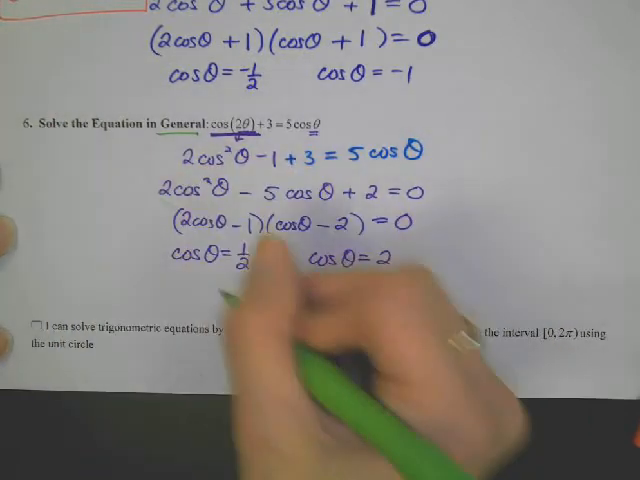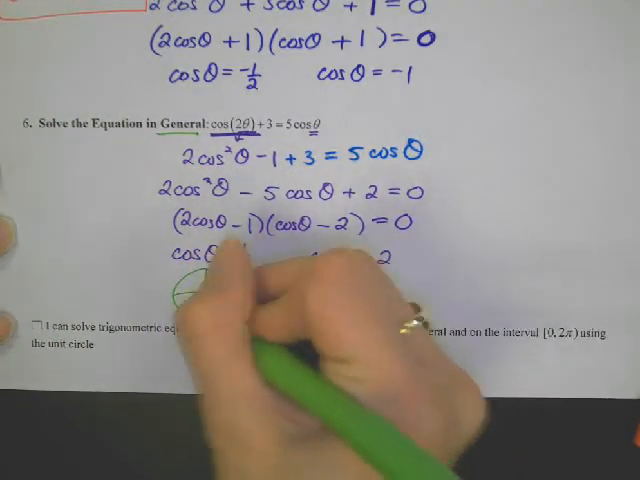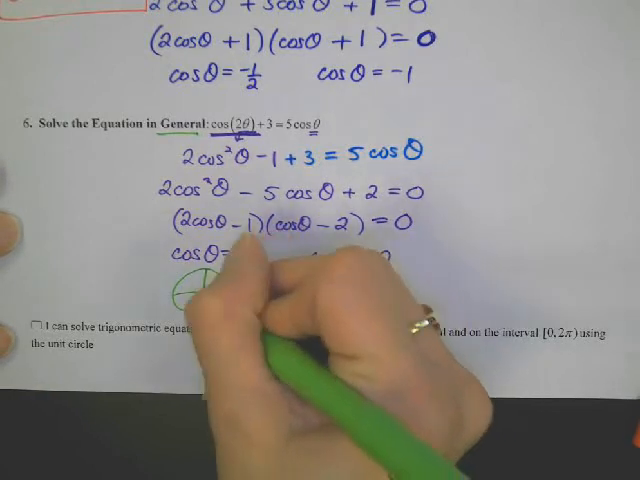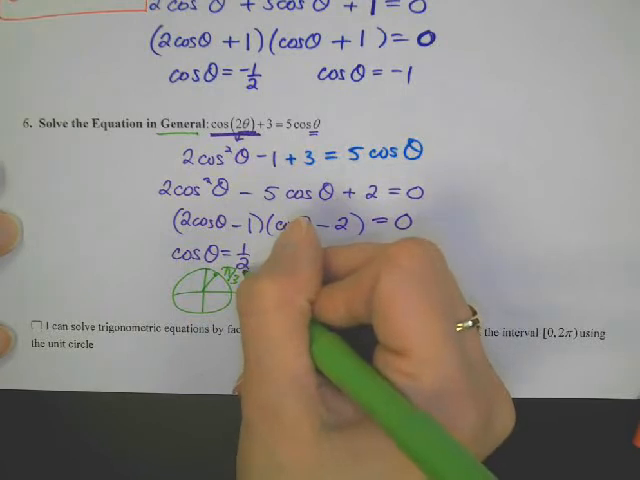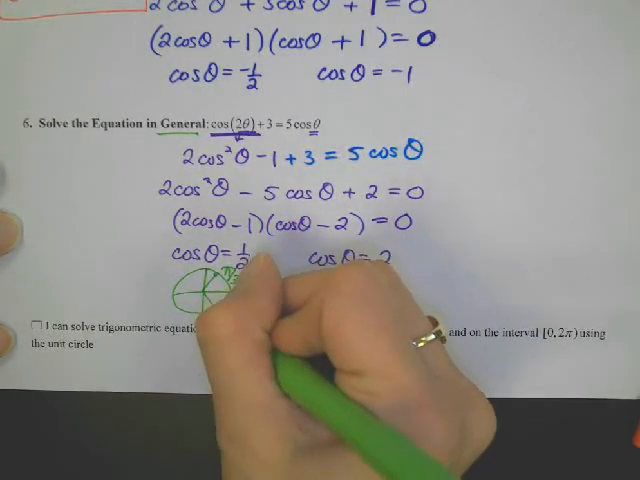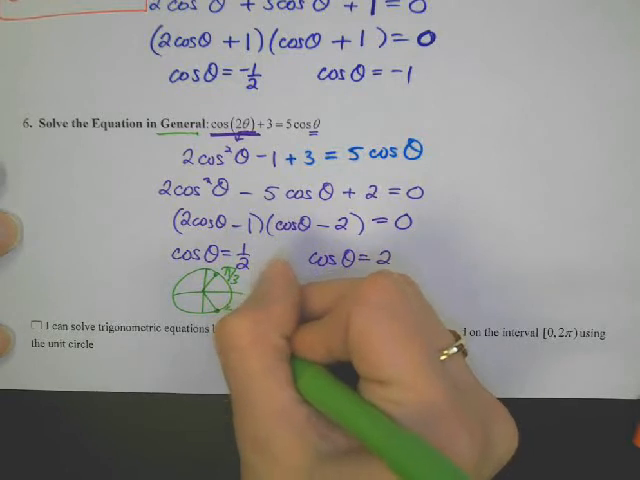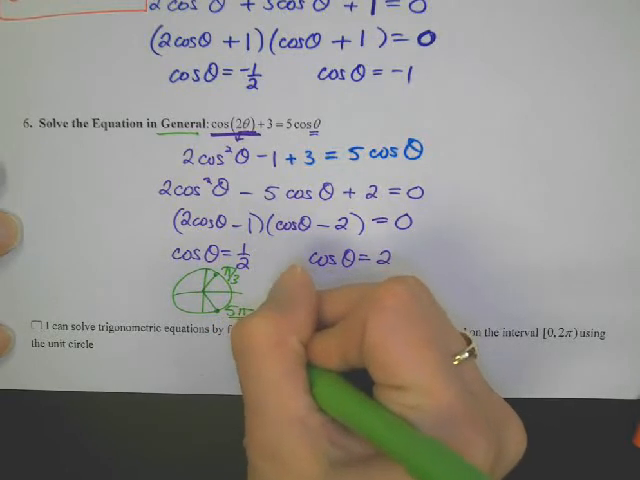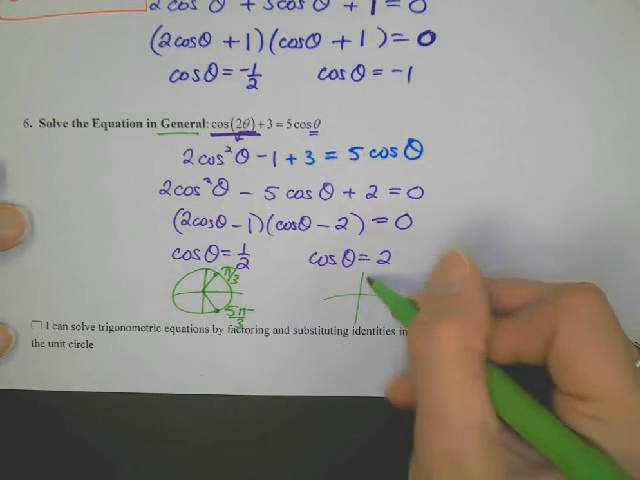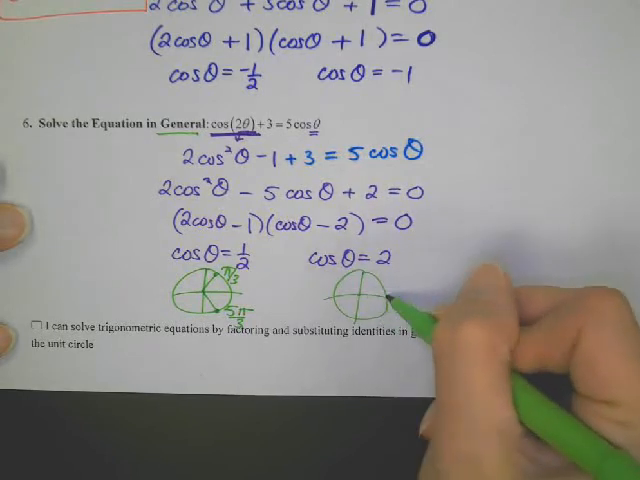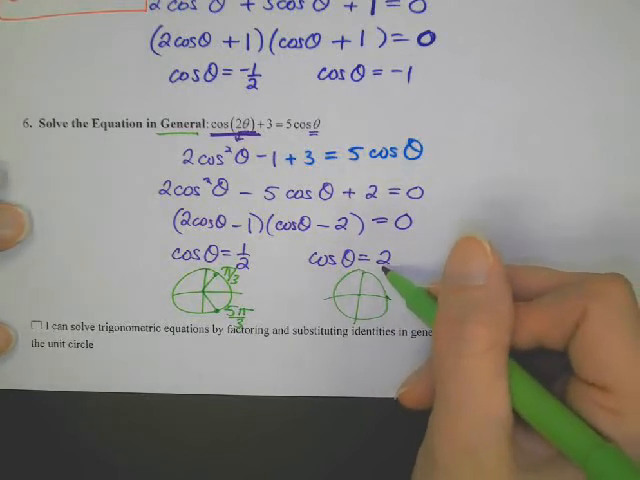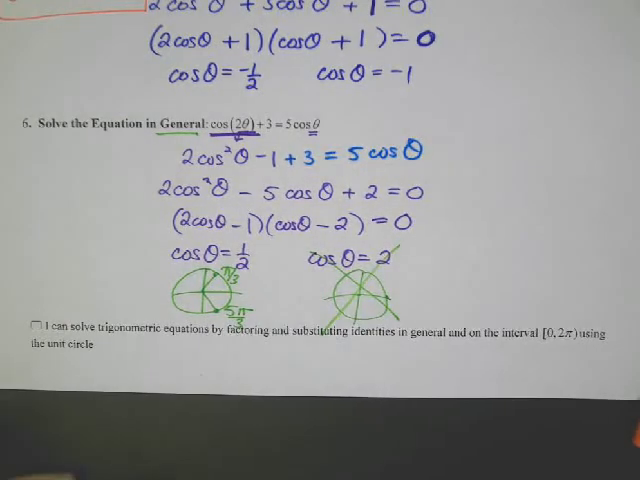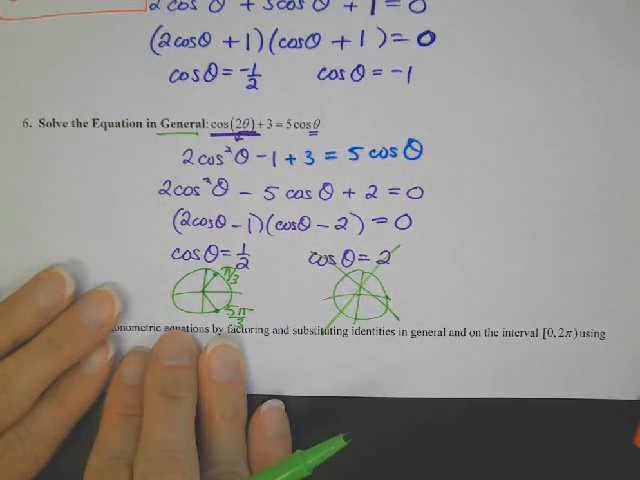Where's cosine 1/2? On the unit circle here, it's positive in quadrant 1. Where? Pi over 3. And where else? Oh, down here at 5 pi over 3. Where is cosine 2? I know it's 1 right here. It's smaller than, it's 0. Where's cosine 2? Yeah, nowhere. Cross that one out. Okay, so we're only going to get answers from this side.